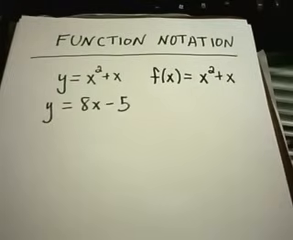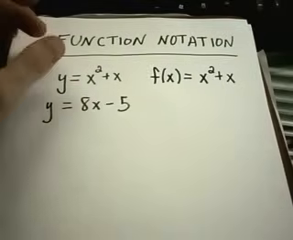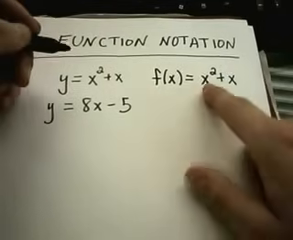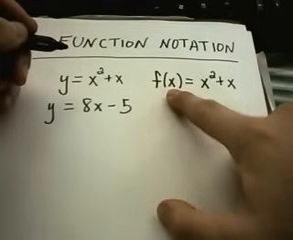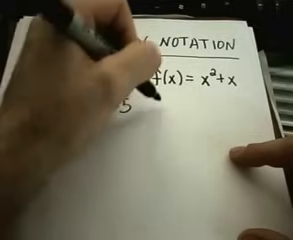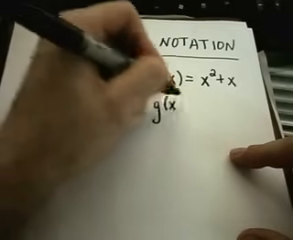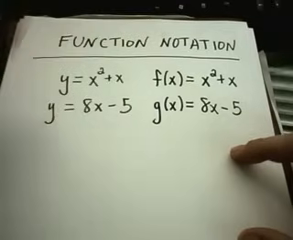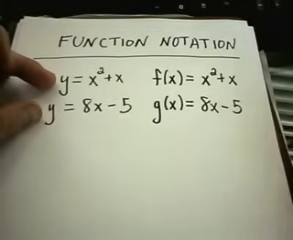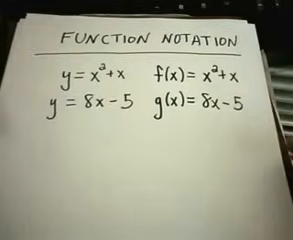I think the notation could be a bit better, but this is what we're stuck with, and this is what we use. Whatever the variable is, that's what's going to go inside of here. Likewise, I can name this other function down here. I can call that g of x equals 8x minus 5. That way you can make a distinction between the two equations. If I'm talking about f, I'm talking about this one. If I'm talking about g, I'm talking about the second one.